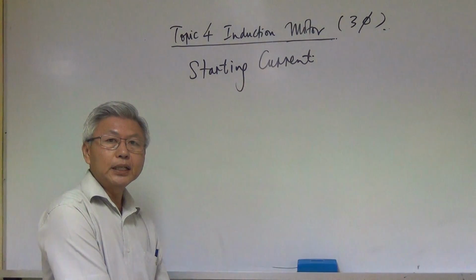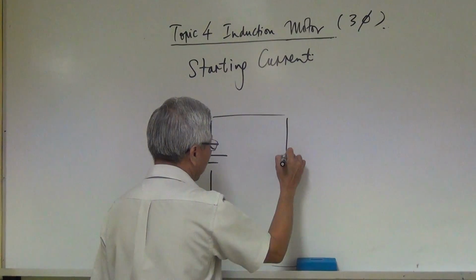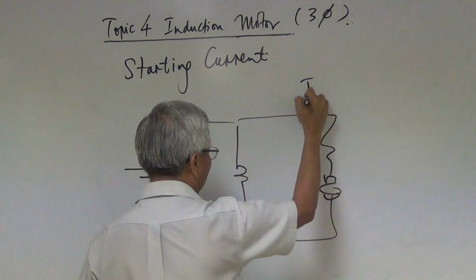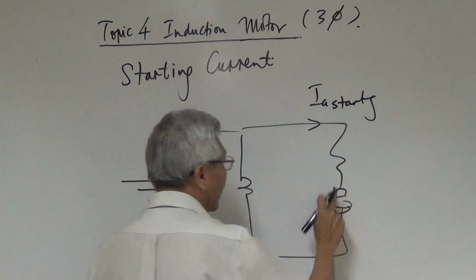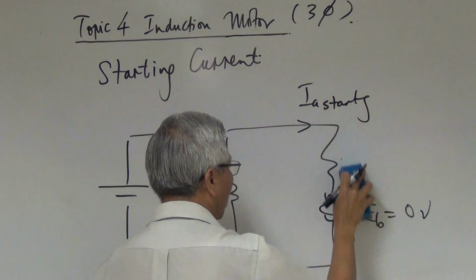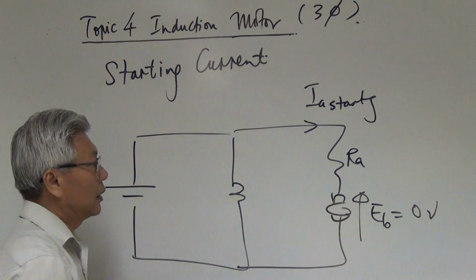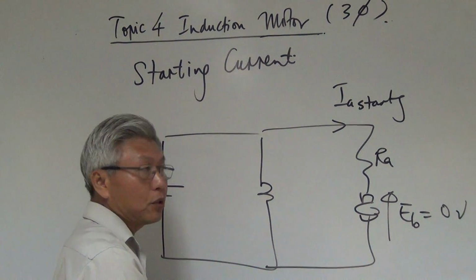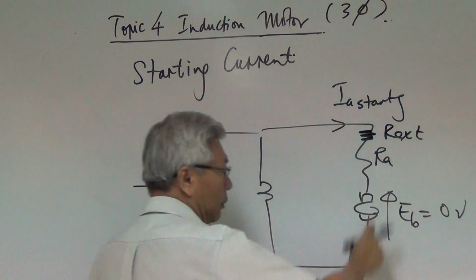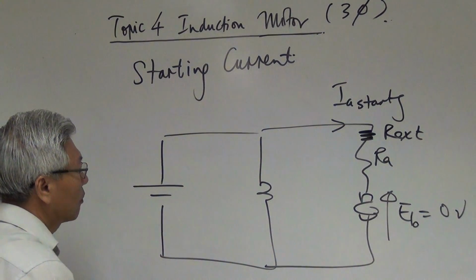In DC motor, how do we limit the starting current? If you can recall, let me try to help you to remember. This is my DC shunt motor, right? And here is my starting current, and it's very high because initially EB equal to 0 volt, right? Before the motor moves, EB equal to 0 volt. So therefore, IA starting is very high. So to reduce the starting current, we put in an external resistor. Put another resistor here to limit the current. That was for shunt motor, right?